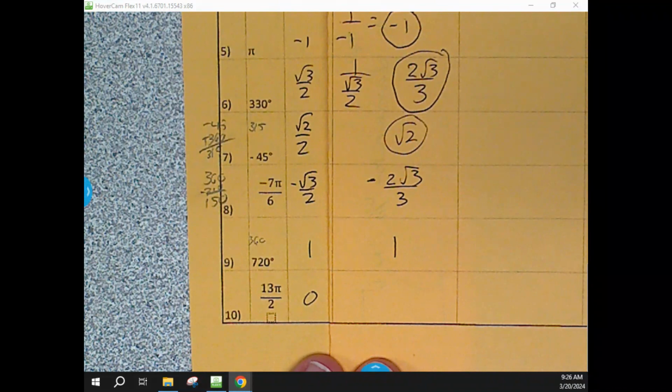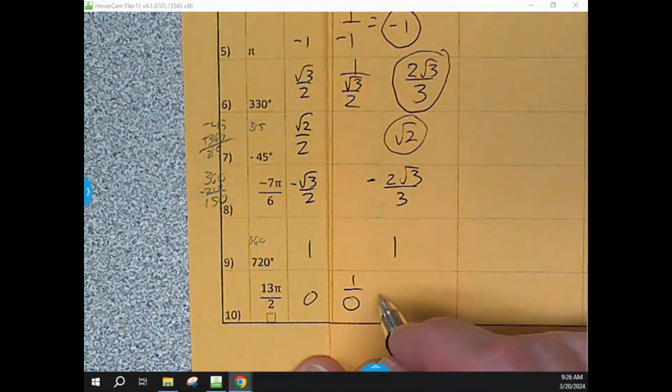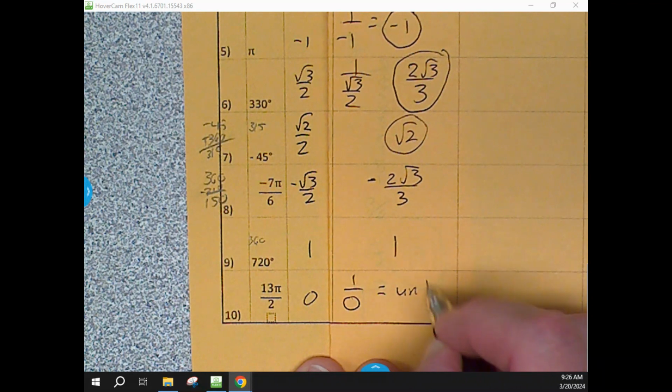And let's see if everybody can get this one correct. For this one, it's 1 over 0. There we go. Now we're all getting it. That one is undefined.